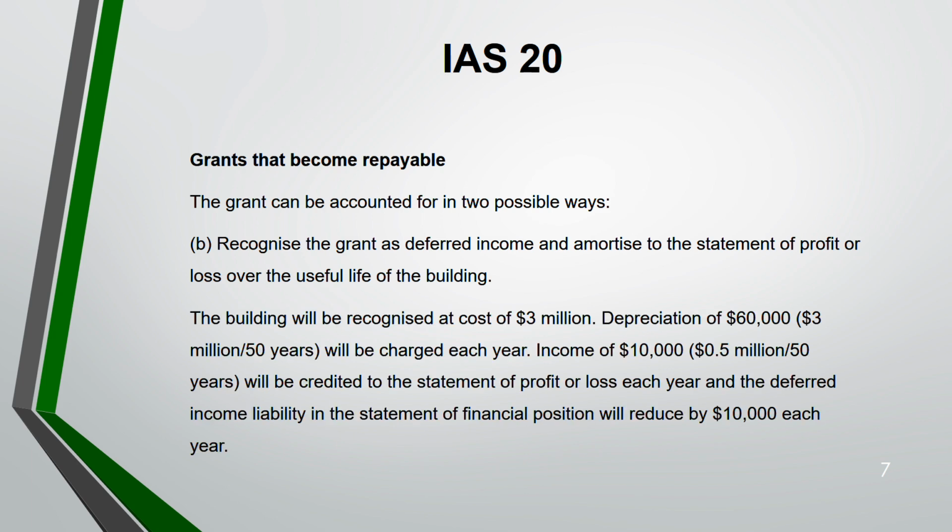So what is the cost of the building? 3 million. That 3 million you will divide by 50, depreciation will be 60,000. Okay. Next, you are recognizing a grant as an income. So the 0.5 million also you will amortize over 50 years, which is income of 10,000, which you will credit to your statement of profit and loss. And the deferred income liability will be shown in your statement of financial position, which will reduce by 10,000 each year. It will keep on reducing by 10,000.